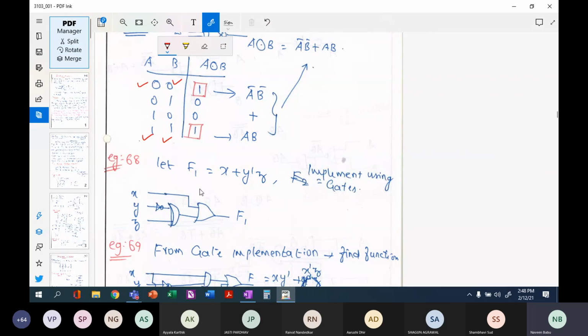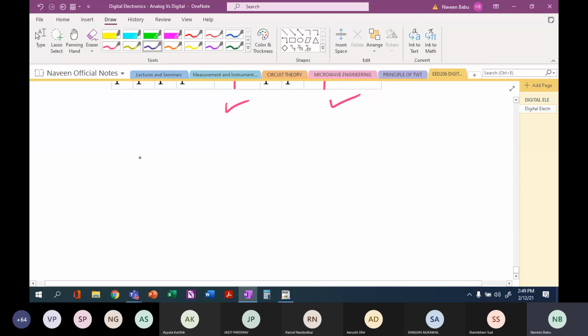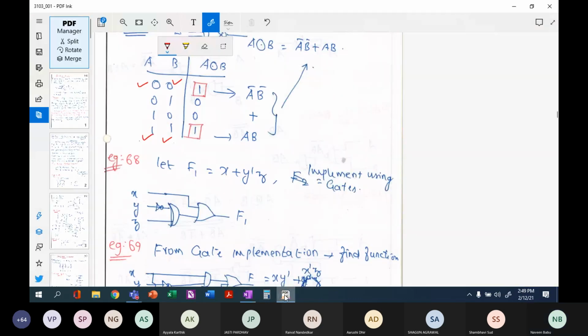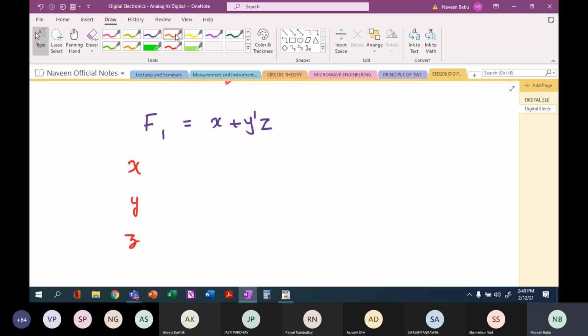Now I have a function f1 equal to x plus y bar z. Okay. Now how do I implement this using gates? First, what are my variables? I have x, I have y, and I have z. These are the 3 input variables. Now, before that, you know that the complement gets precedence, right? So first we must draw the complement of y. So we got y bar.